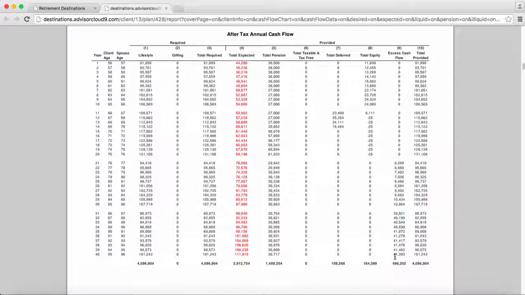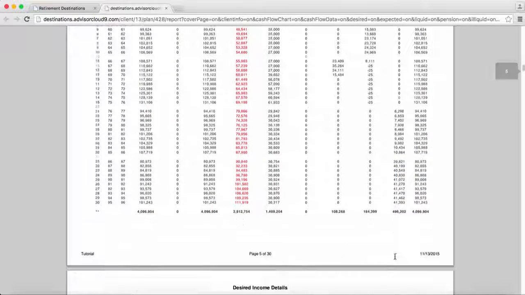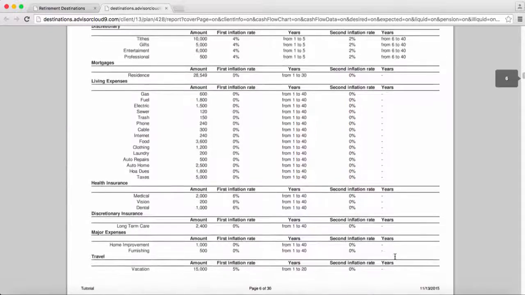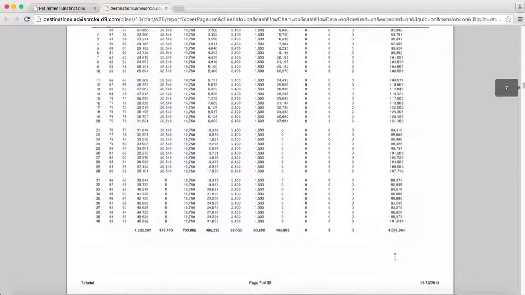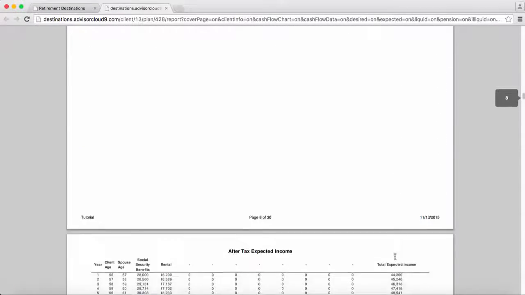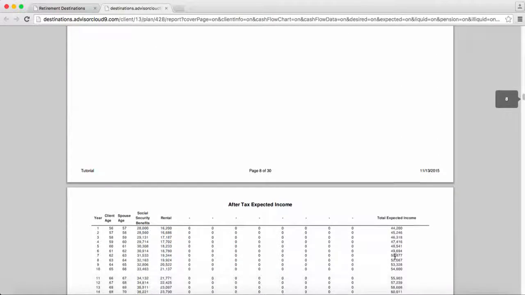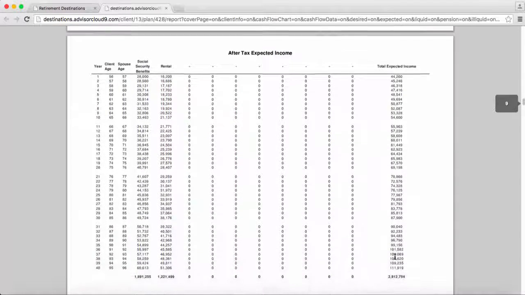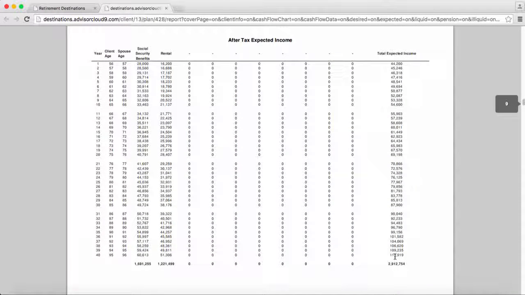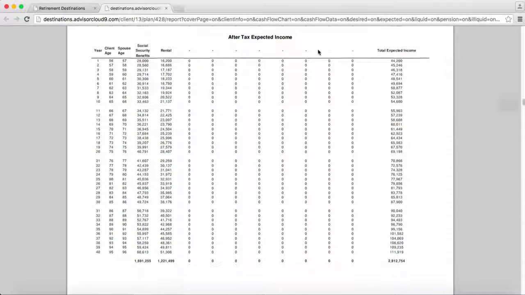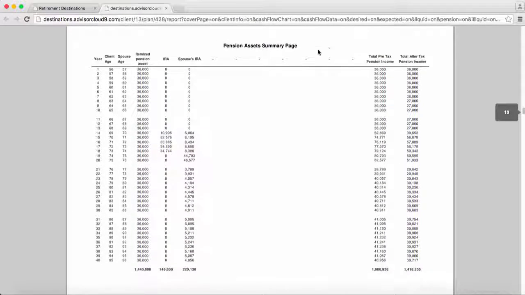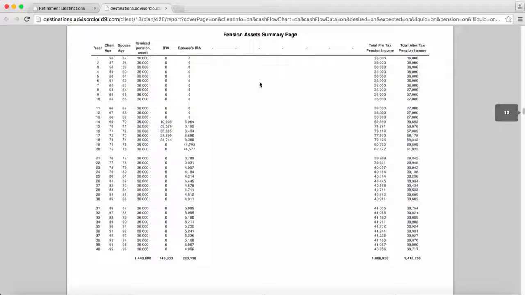The following pages through after-tax desired income break down desired income in further detail. A list of each expense and the inflation rate associated with it will be shown, and the following will be a column formatted page of categories of expenses with a total sum each year in the rightmost column. The same goes for expected income details and after-tax expected income. The next part of the report is summary pages for assets and individual breakdowns of each asset account.